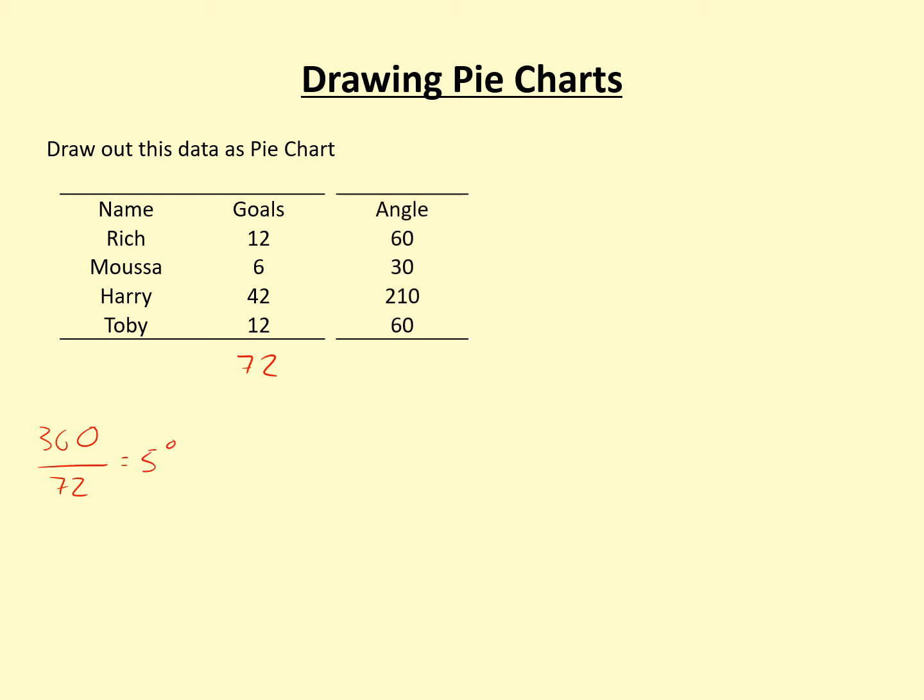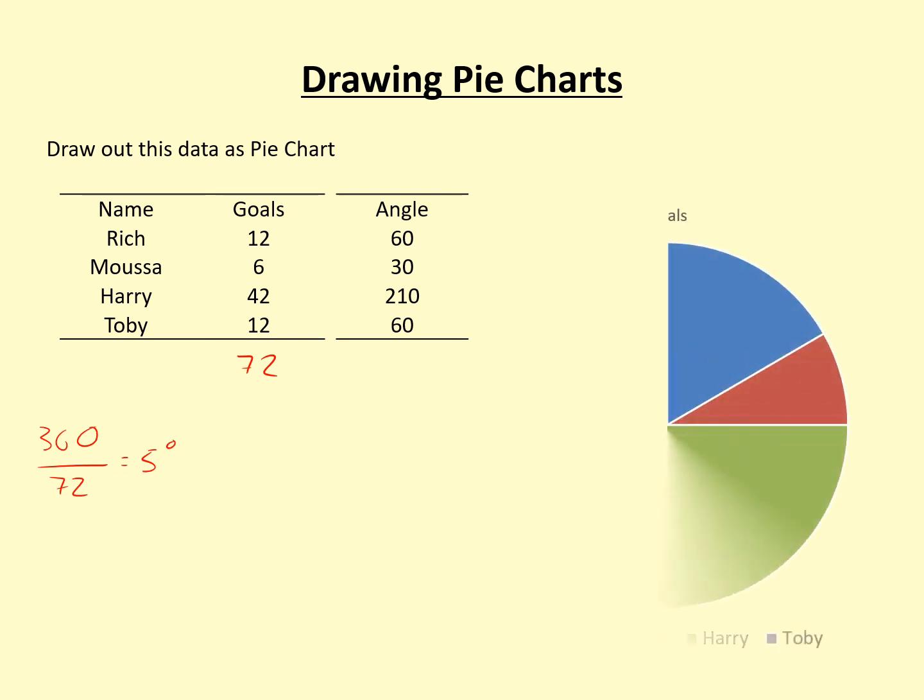So we'll say 12 times 5 gets me 60, 6 fives are 30, 42 times 5 was 210, and Toby had the same as Rich, 12 times 5 is 60. So those are the angles that you were looking for. Remember, if you don't get everything right, as long as we're getting a lot of the method right, the examiner can still award you some points for this.